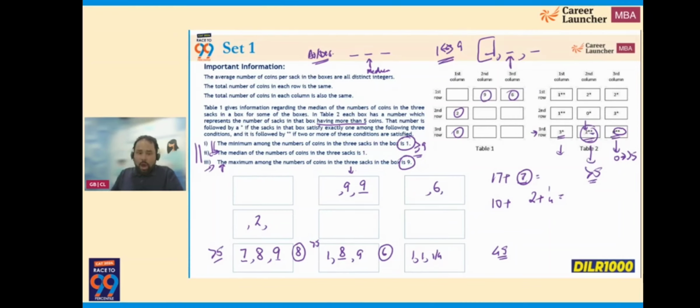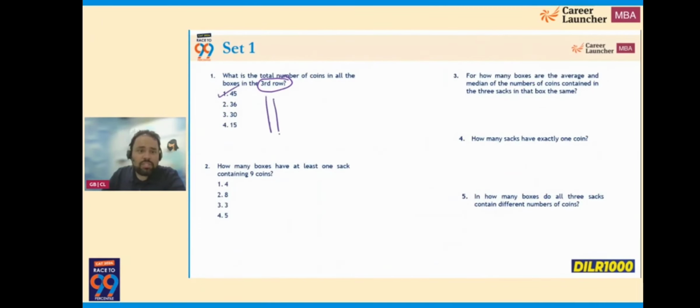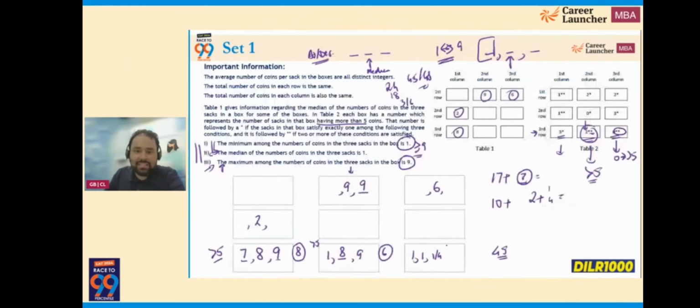Now add all the points in this. 7 plus 8 plus 9 is 24. 1 plus 8 plus 9 is 18. 1 plus 1 plus 1 is 3, or 1 plus 1 plus 4, which is 6. If I add all of this, the sum is either 45 or 48. Go to the questions. And in the options there is no 48, so the answer has to be 45, and this has to be 1.